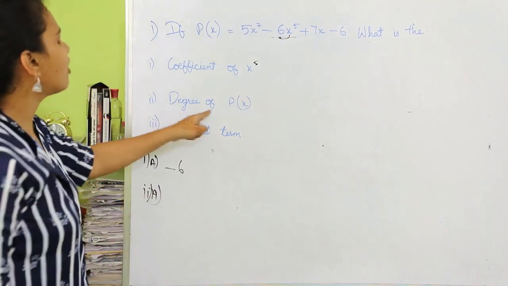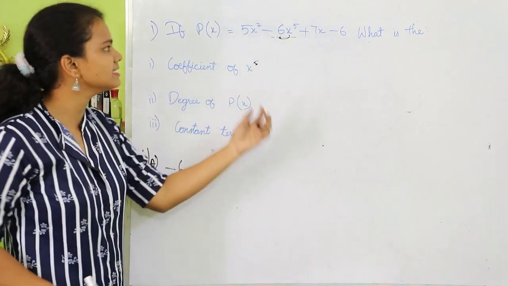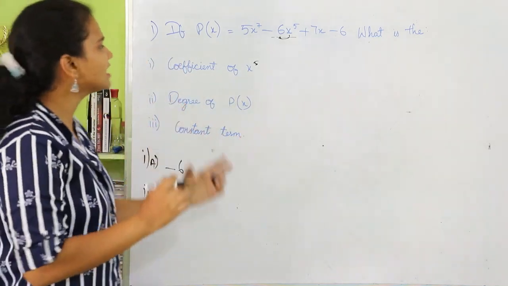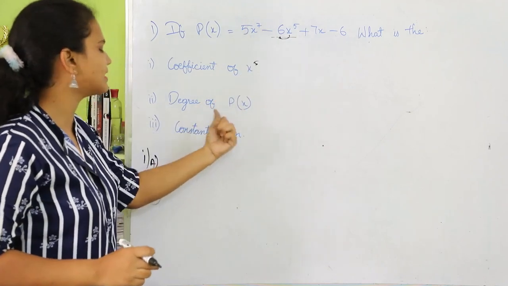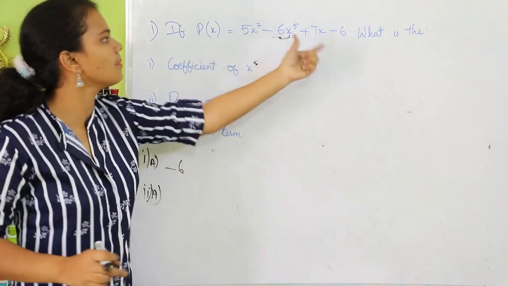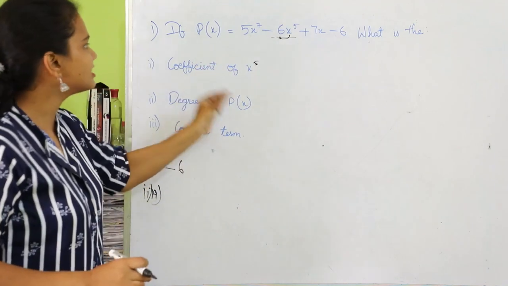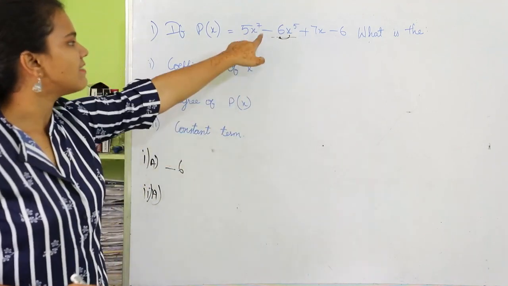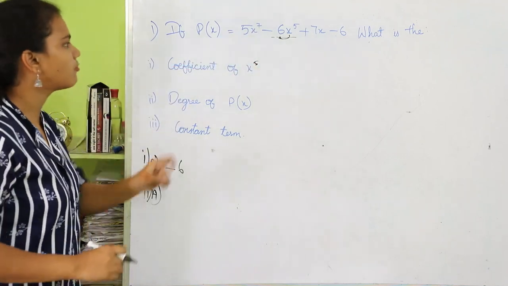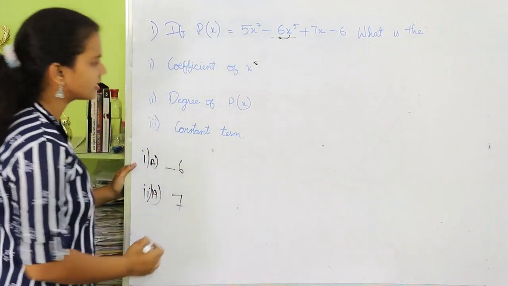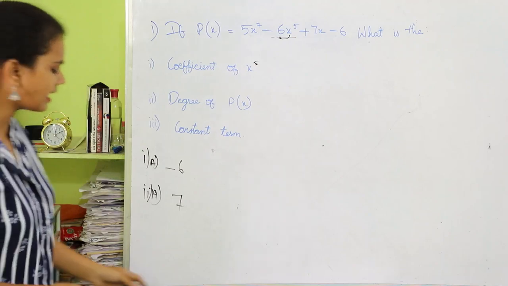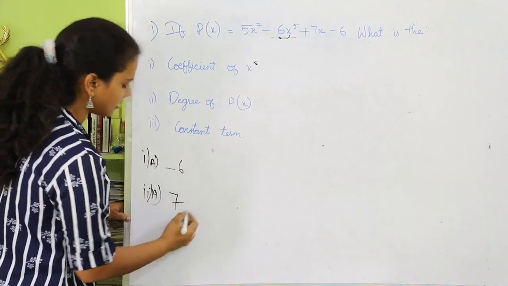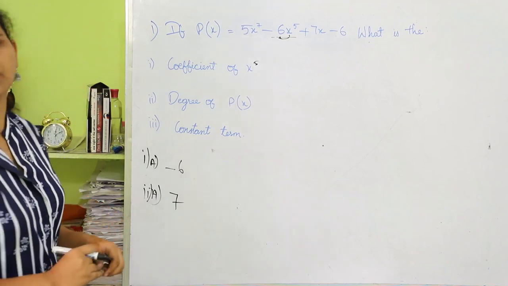Second one, degree of p of x. Degree of p of x means the highest power in this given polynomial. The highest power in a polynomial is known as the degree. So p of x is a polynomial. What is the highest power in this given polynomial? 7. So 7 is the degree of the polynomial. Degree of polynomial is the highest power, guys. So the highest power of the polynomial is 7, and the degree of the polynomial will be 7.